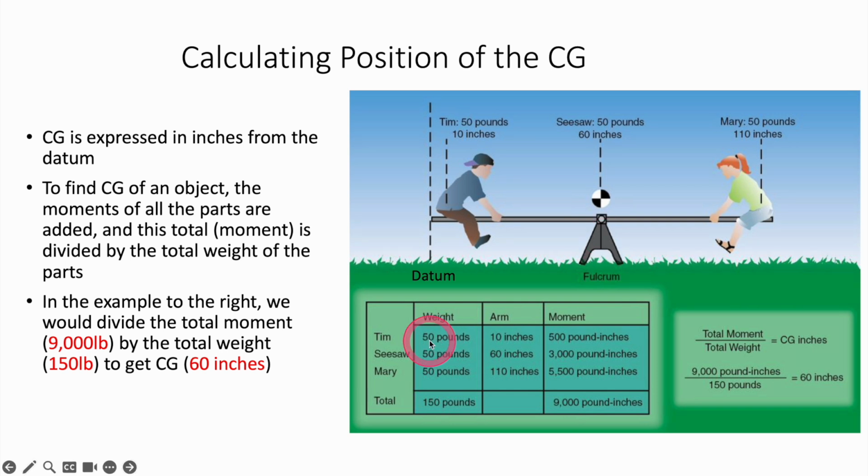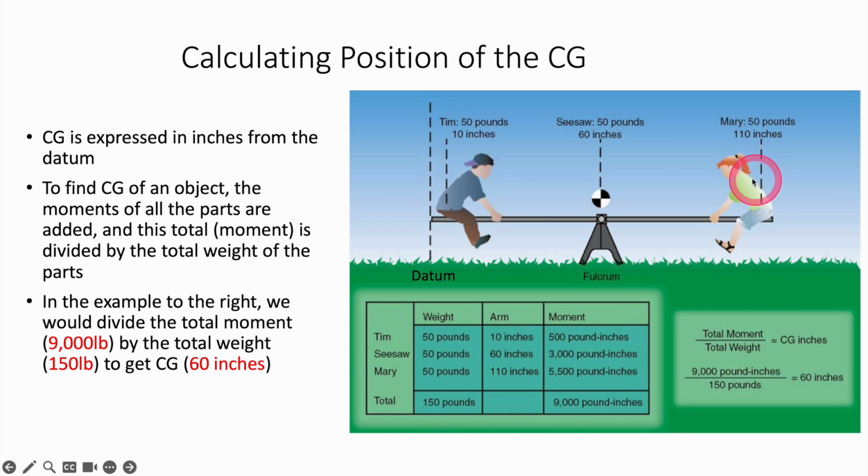Looking at the table at the bottom, if we take Tim's weight and multiply it by his distance, that equals 500 inch-pounds, or pound-inches. You take the weight of the seesaw, which is 50 pounds, and that's 60 inches from this datum right here. That gives you 3,000 inch-pounds, and then Mary, 50 times 110, is 5,500 inch-pounds. So you add up each of these columns.